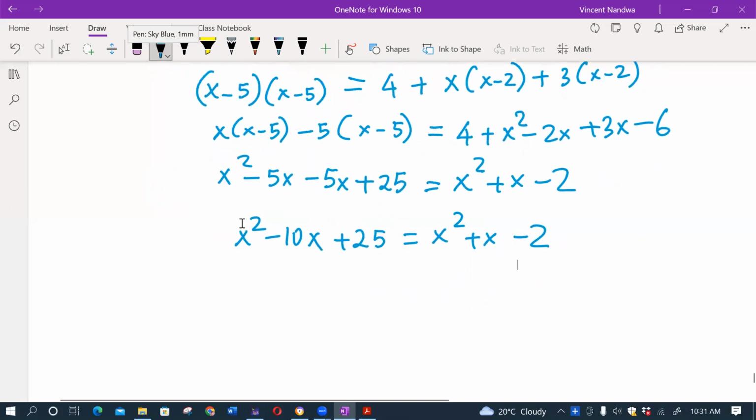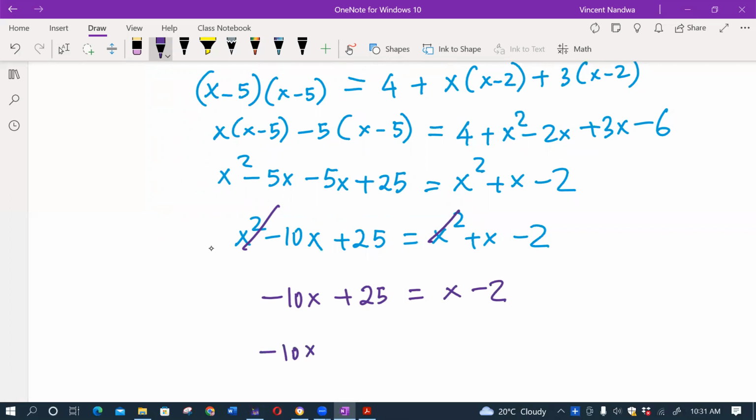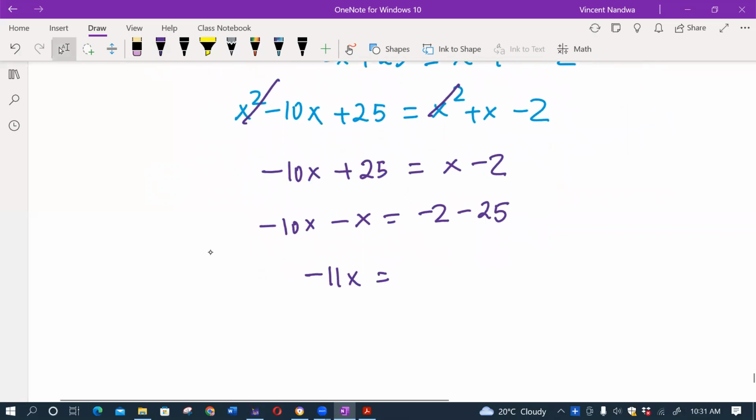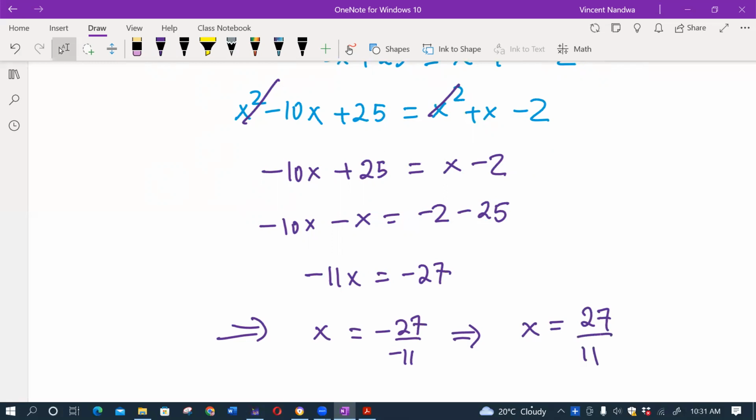And then x squared is common on both sides, so they cancel out. So we'll have minus 10x plus 25 equals x minus 2. Collecting like terms, we'll have minus 10x minus x equals minus 2 minus 25. And so we'll have minus 11x equals minus 27, which implies to get x, we divide minus 27 by minus 11, which means x equals 27 over 11. So that's how we solve that equation.